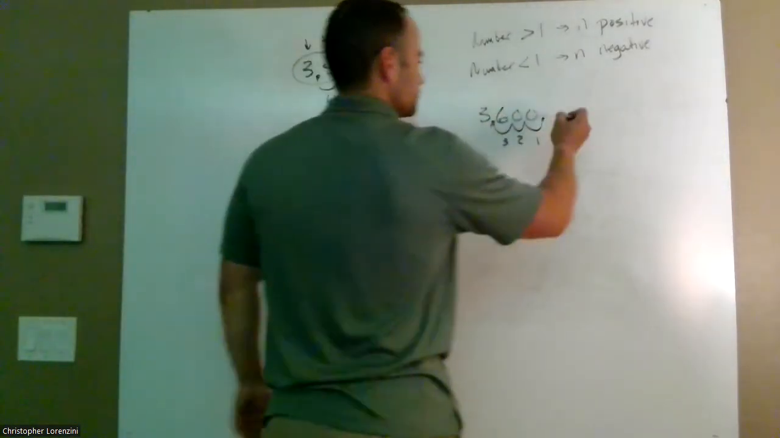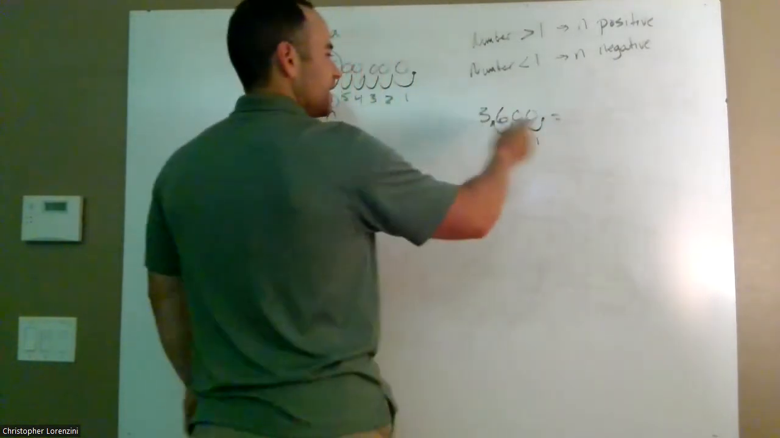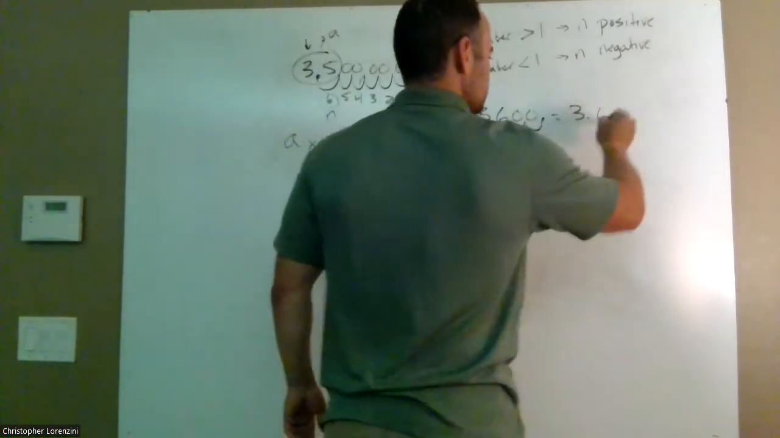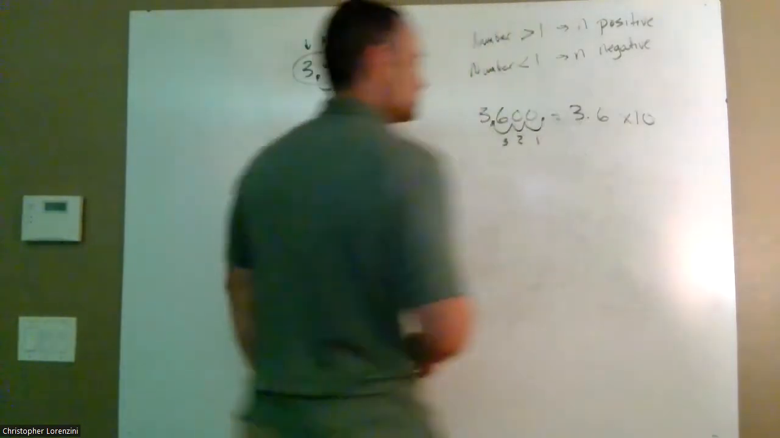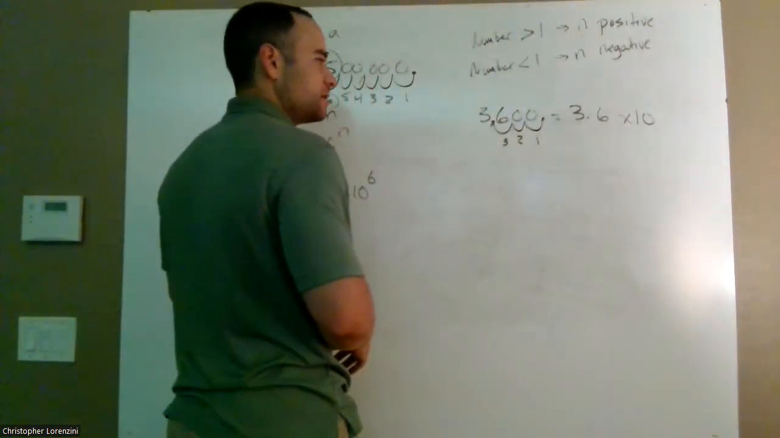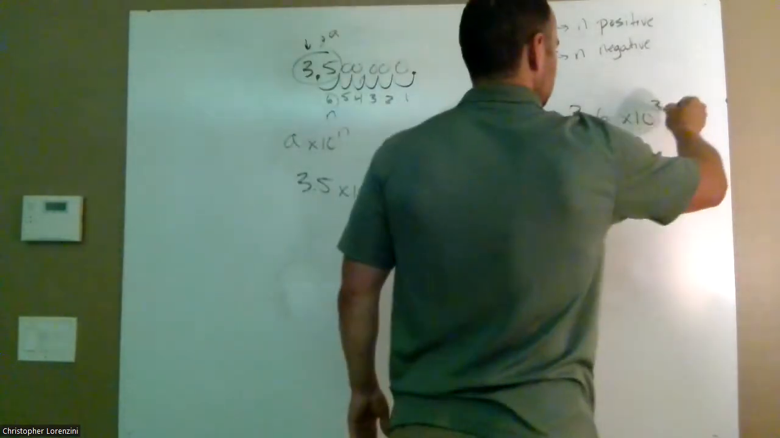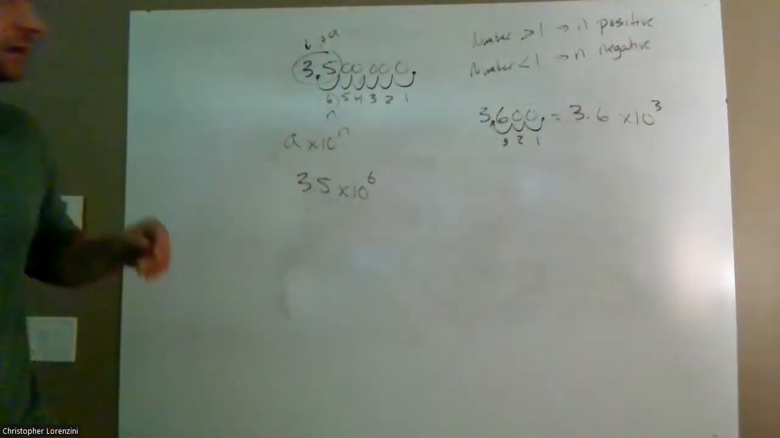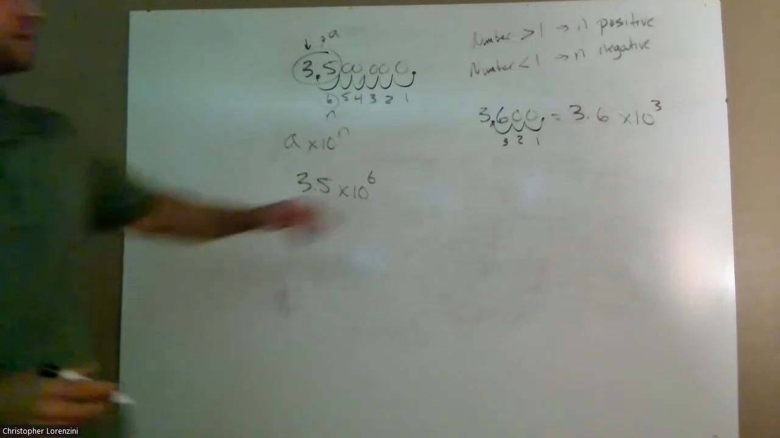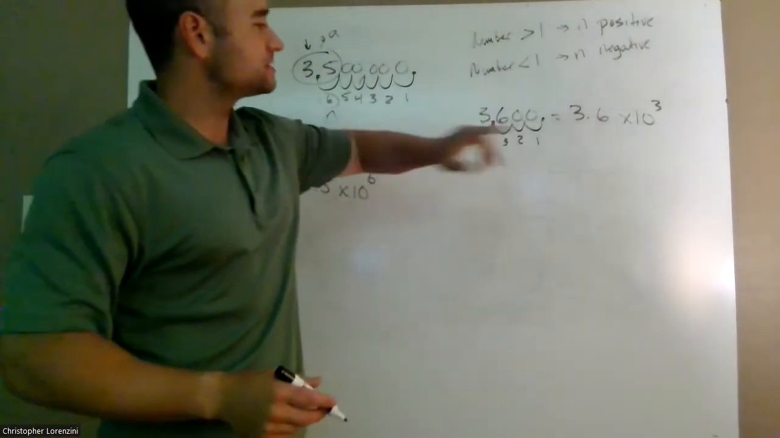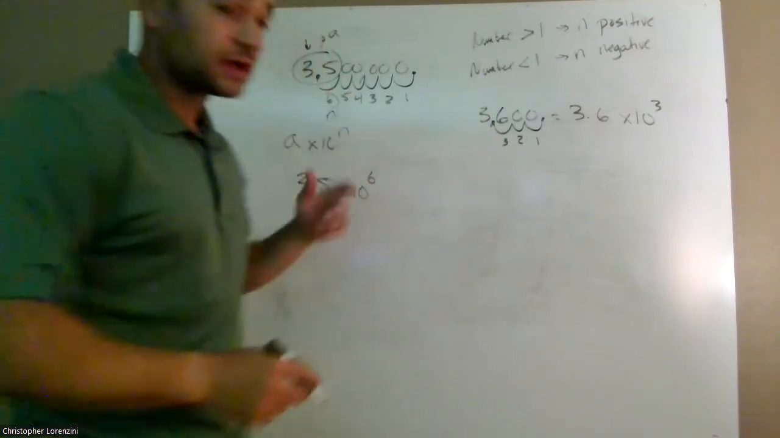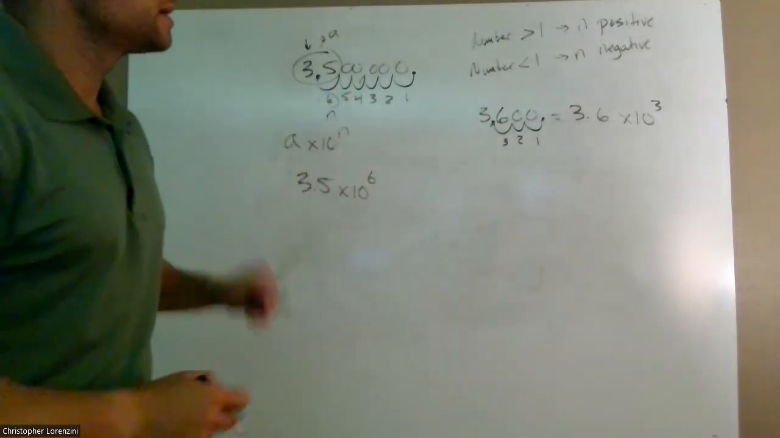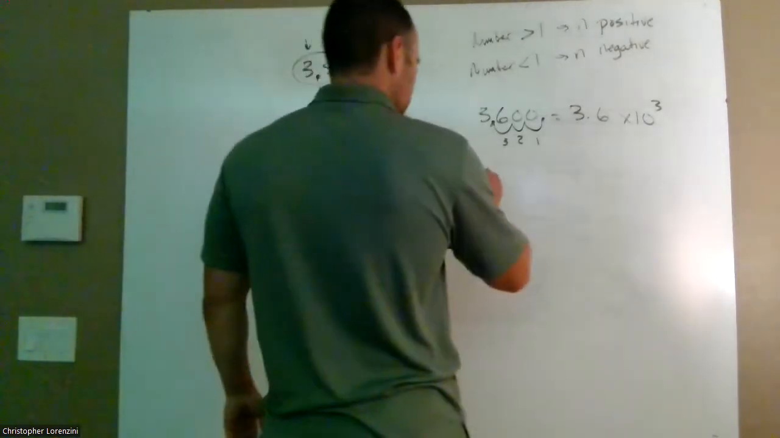So my decimal's there. My A value is going to be this 3.6. I'm moving it 3 digits over, 3 factors of 10. And since my number was initially greater than 1, my exponent is positive. So 3,600 is equivalent to 3.6 times 10 to the 3rd power. Now let's take a look at an alternative.